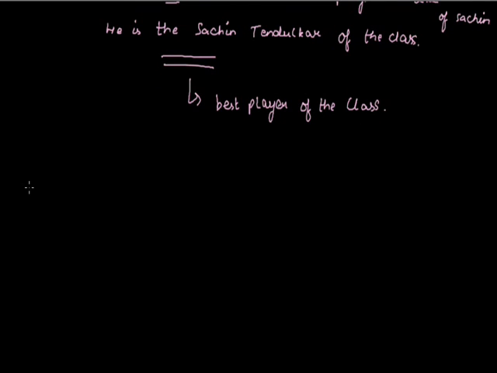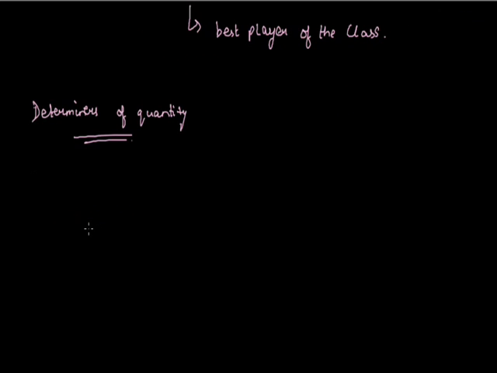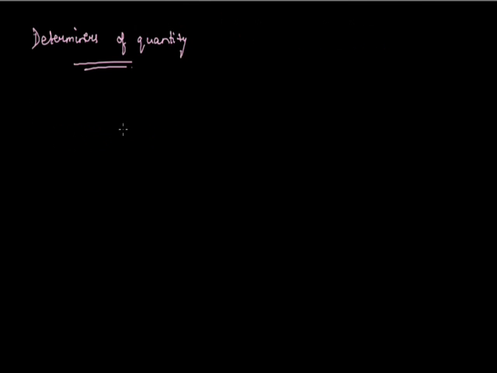Our next topic is determiners of quantity. What are the determiners of quantity? Determiners of quantity define any particular quantity, like some, any, many, much, either, neither, each, every. There are many determiners of quantity. First we'll start with some and any. Some and any are first of all used for not enough quantity.